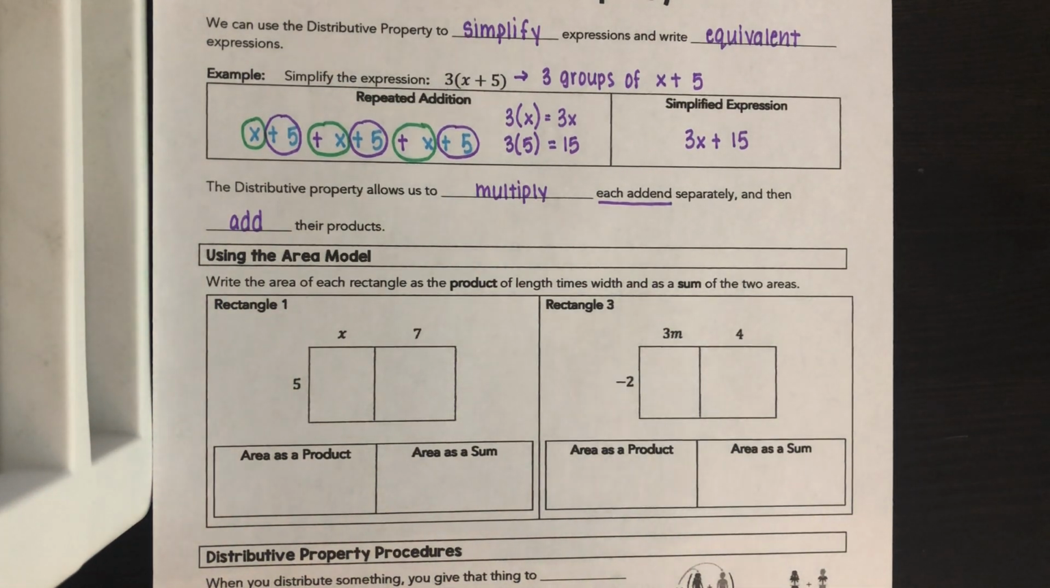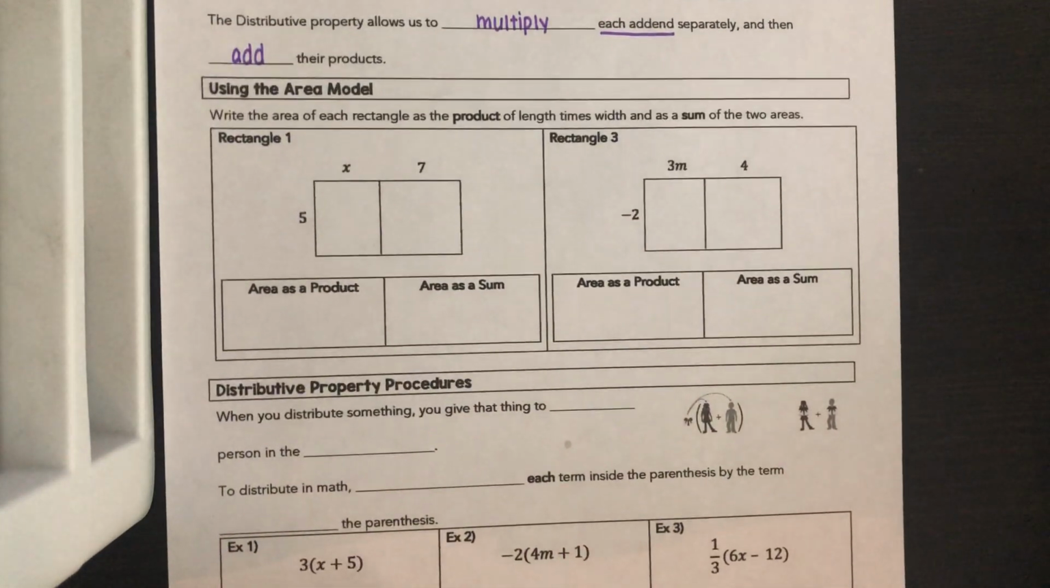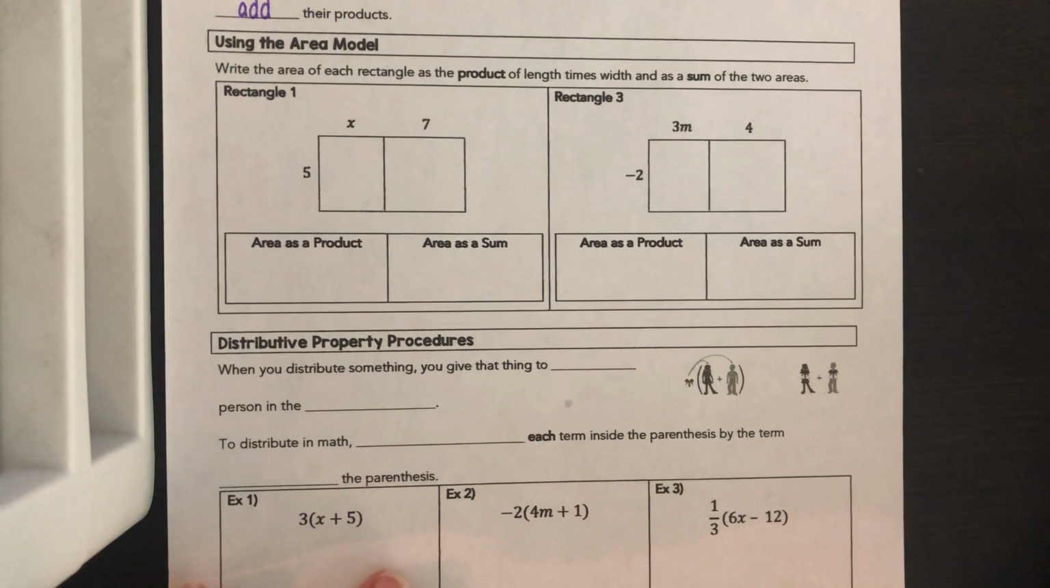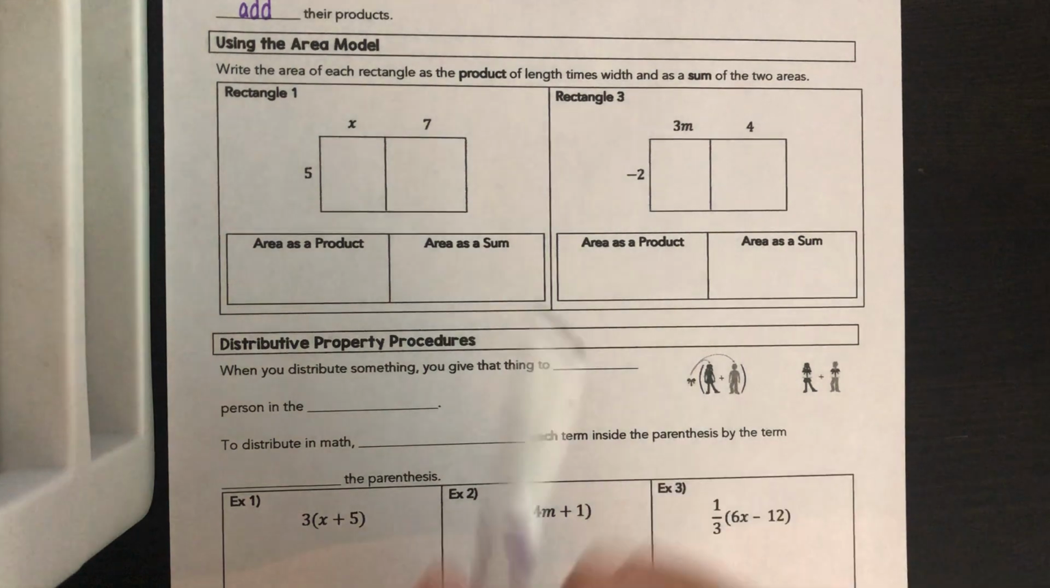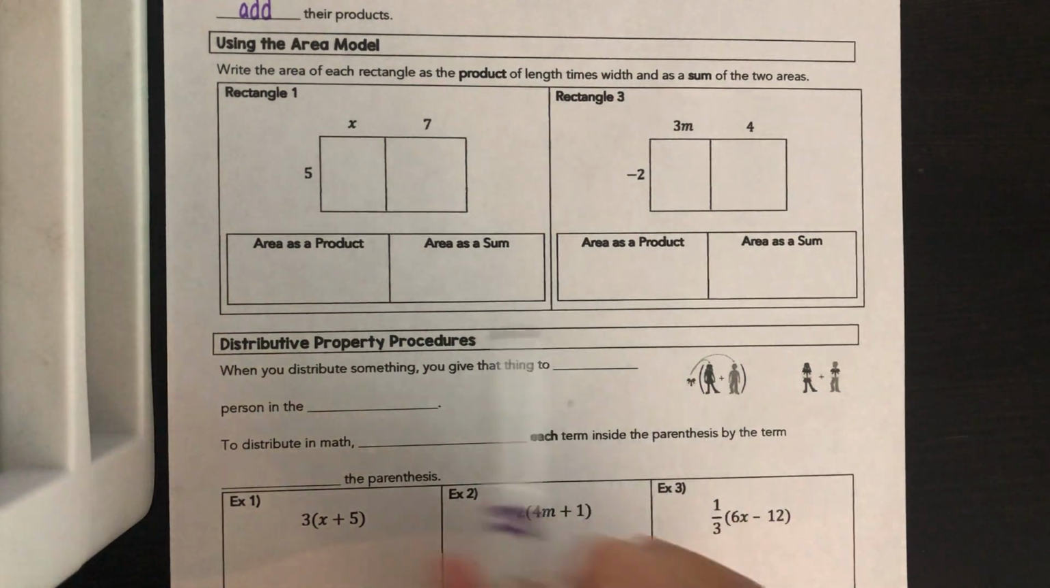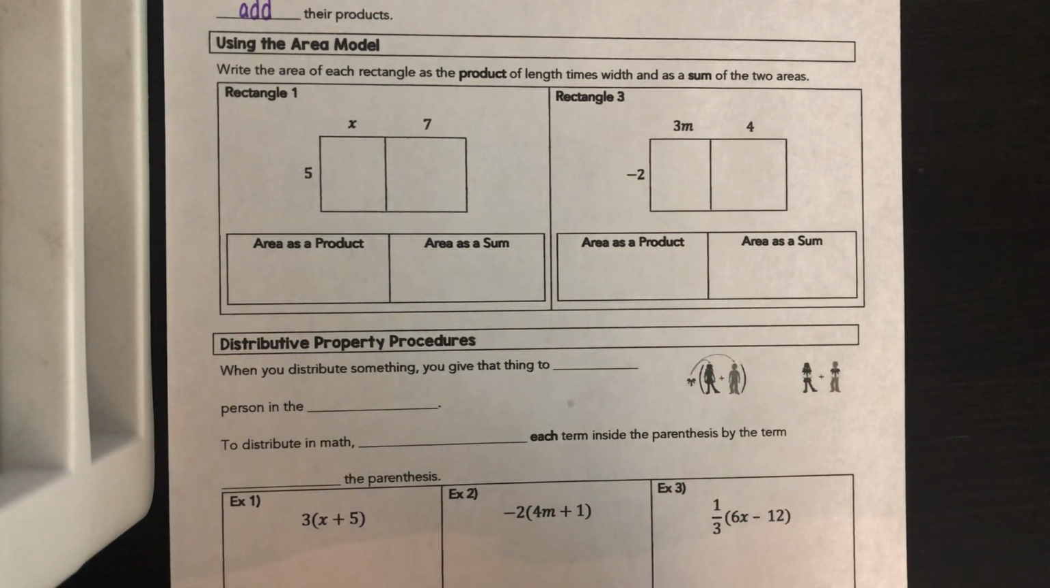Let's look at a couple different ways that we can approach simplifying expressions with the distributive property. One of my favorite ways is using the area model. While you might not love this or need it for the distributive property, it's definitely going to come in handy when we get to factoring later on. We're going to use the area model to write the area of each of these rectangles as a product of length times width and as a sum of the two different areas.